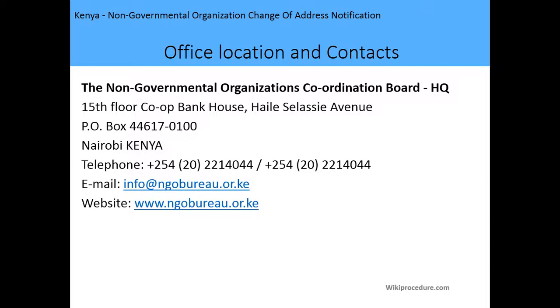The office location and contact information. The Non-Governmental Organization Coordination Board headquarters are located at the Cooperative Bank House, 15th floor in Haile Selassie Avenue, Nairobi, Kenya. You can email them info@ngobureau.or.ke, or visit their website at www.ngobureau.or.ke. Other regional offices are provided at their NGO Bureau website, also at our wiki procedure website, so we won't mention them here. You can check that out by visiting those 2 sites.